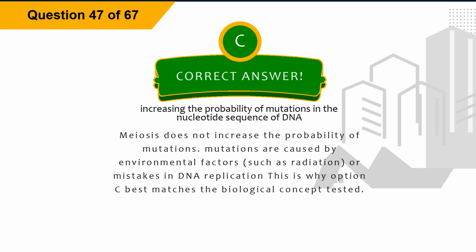Explanation: meiosis does not increase the probability of mutations. Mutations are caused by environmental factors, such as radiation, or mistakes in DNA replication. This is why option C best matches the biological concept tested.